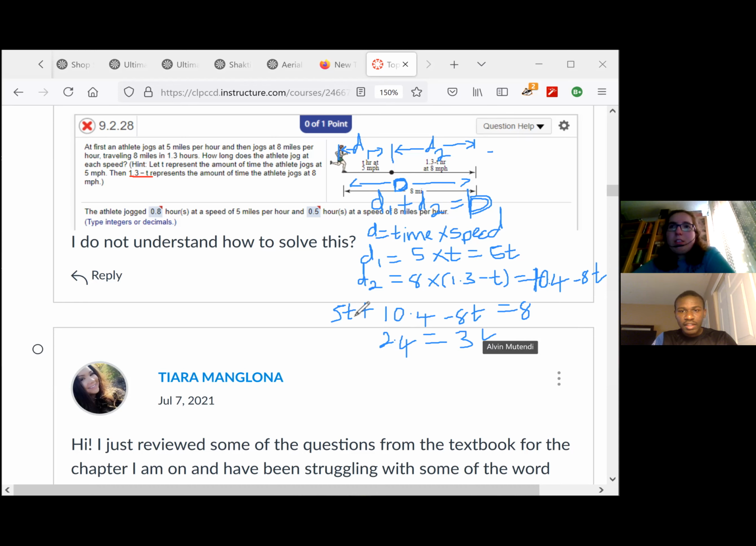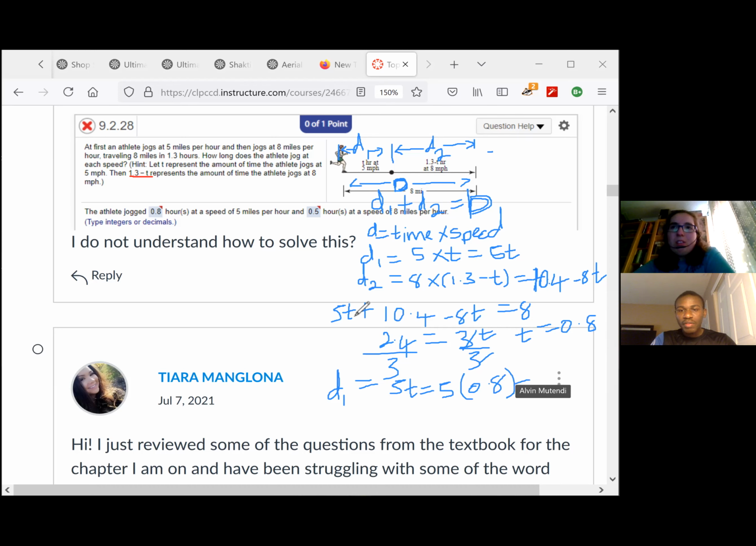Divide both sides by 3. So what is T then? T would be 0.8, right? Now we've got T. Let's go back to our equation. Remember, we said what is D1? We said D1 is 5T, remember? But we know what T is, right? So that will be simply 5 times T, which is 0.8.